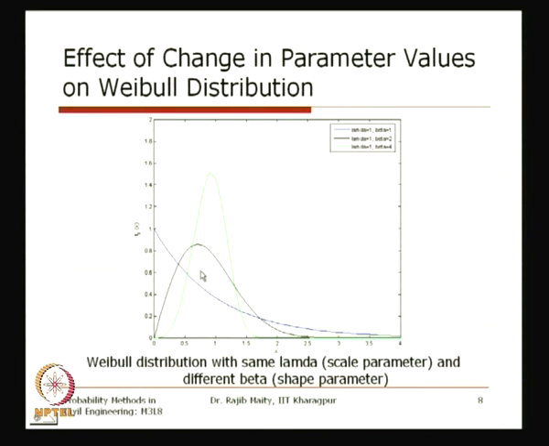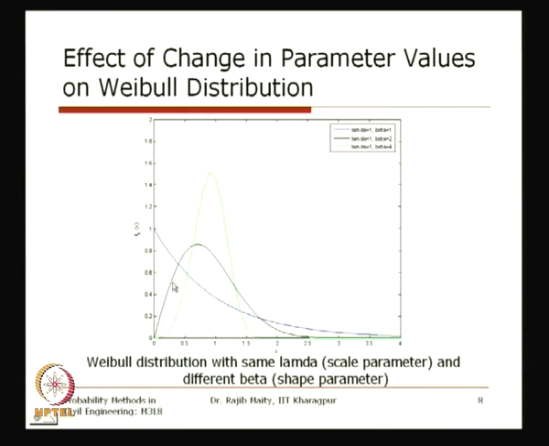So, this is the first thing: we are keeping lambda constant and varying beta, with beta equal to 1, 2 and 4, and in all three cases lambda is equal to 1. What you can see here is that this PDF, shown by the blue line, is for the combination lambda equals 1 and beta equals 1.